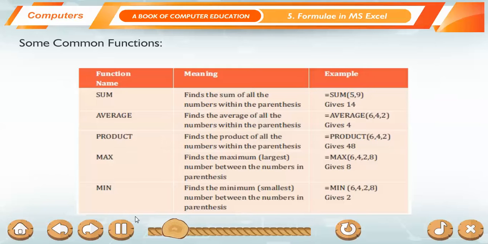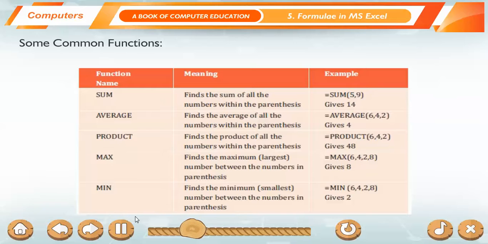Average. Finds the average of all the numbers within the parenthesis. Equal to average, bracket open, 6, 4, 2, bracket closed, gives 4. Product. Finds the product of all the numbers within the parenthesis. Equal to product, bracket open, 6, 4, 2, bracket closed, gives 48.